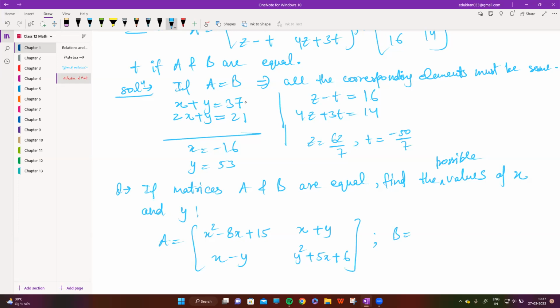This is your A matrix, and this is your B matrix. So these are two questions actually. First question is if matrices A and B are equal, and second question is if A and C are equal, right? You have to find all the possible values of x and y. So B matrix is 0, 0. Then this is just a minute.